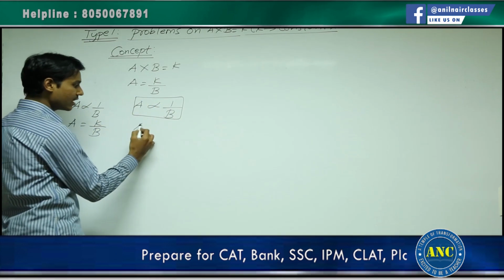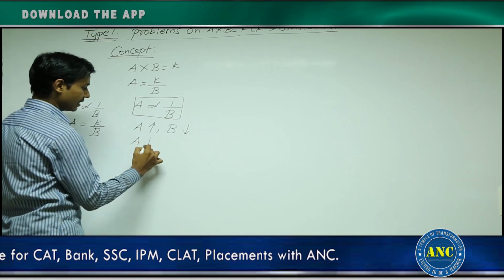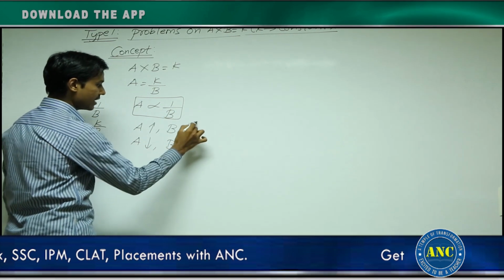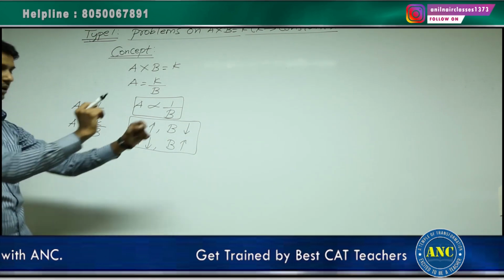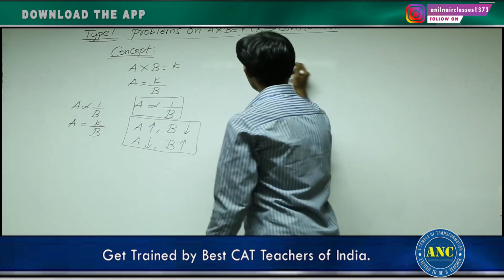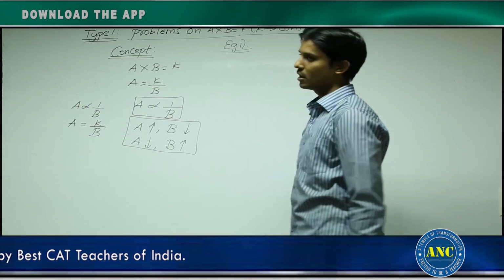What is the meaning of this? If A increases, then B should decrease. Or if A decreases, then B should increase. If A increases, B will decrease. Or A decreases, B will increase. Right? See here. Listen to the next two examples. If you understand the next two examples, you can solve so many questions very easily. First example.